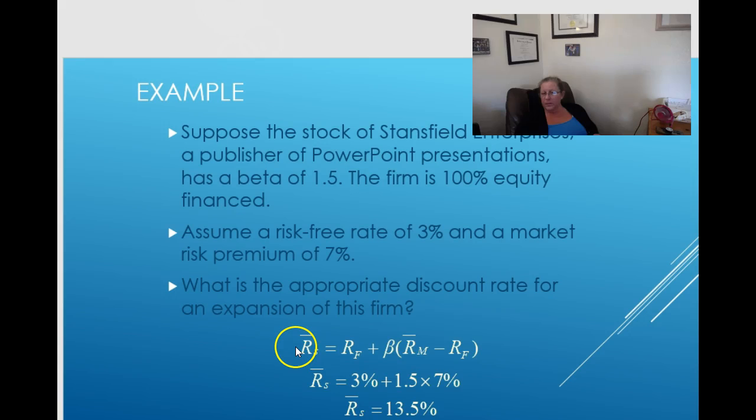So here's your formula. The rate of the stock, R sub 0, is equal to the risk-free rate plus the beta times the market premium, which is represented by the market rate minus the risk-free rate. So the rate of the stock is equal to 3%, the risk-free rate they told us, plus 1.5, which is the beta, multiplied by 7%, which is your market risk premium. So this works out to be a discount rate for the stock of 13.5%.